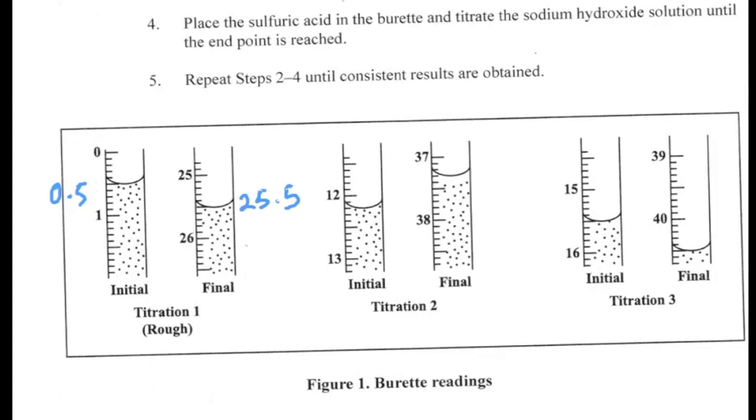So we're making a note of those. For the titration 2, the initial is 12.2, and the final, this looks like 37.3. Titration 3, the initial is 15.5 and the final is 40.5. So we're just going to make note of those and we're going to write them in our tables, do our calculations. So let's just pull up the table.